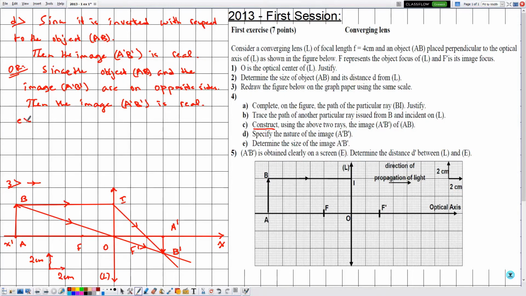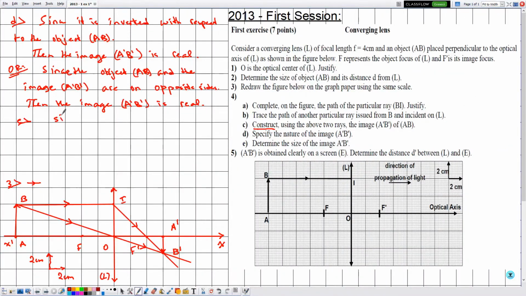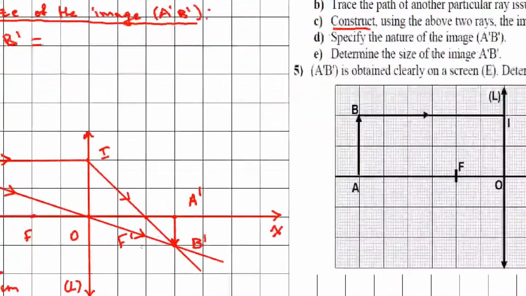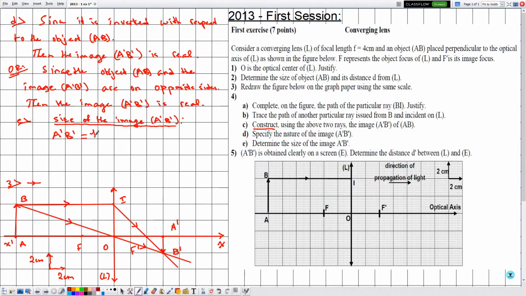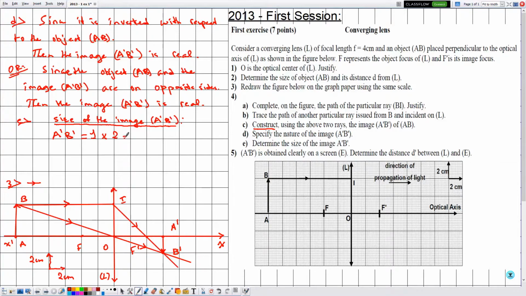And now in part E they are telling me to determine the size of the image A prime B prime. Okay, size of the image A prime B prime. Now A prime B prime consists of one division, and we multiply by the scale along which we have counted the number of divisions, which is scale along the y-axis. This will give me 2 centimeters. So A prime B prime is equal to 2 centimeters.